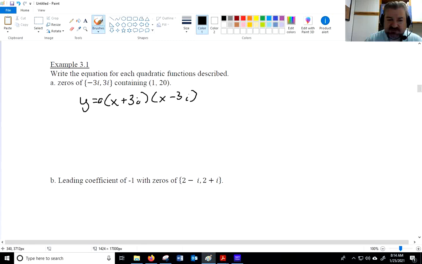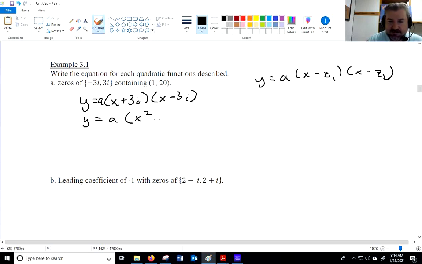But don't forget there's also an a, right? We're doing y equals a times x minus the first zero, x minus the second zero, if you like to have formulas, but I just think of the factors. So we don't know this a value, but we know the rest of this is correct. Before plugging in the (1, 20), though, let's multiply out these factors and see what happens.